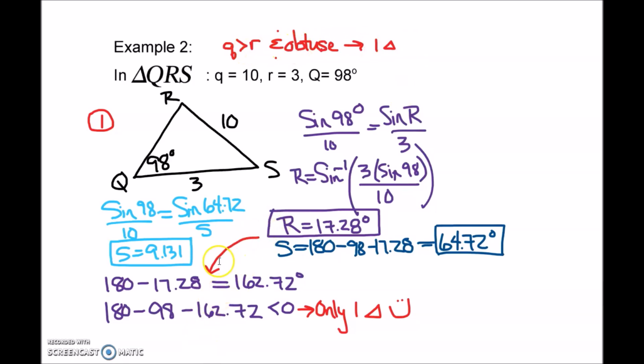If it makes you feel better, you can actually do the check here though too. So solve for R, we get 17.28 degrees, subtract that from 180 degrees, I get 162.72 degrees. But when I try to use 162.72 degrees with 98 degrees to make a triangle, obviously that's going to add up to be more than 180 degrees, so that wouldn't work. And that's another way of checking to know that we can only get one triangle.